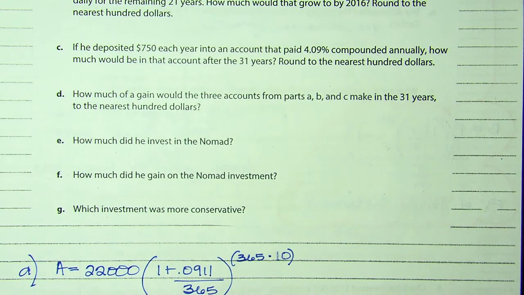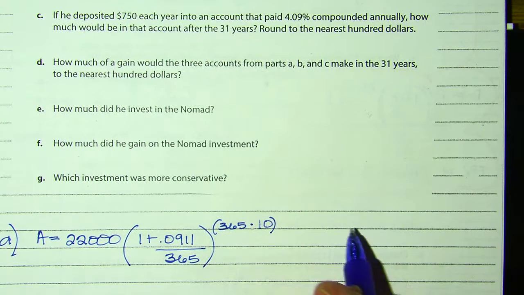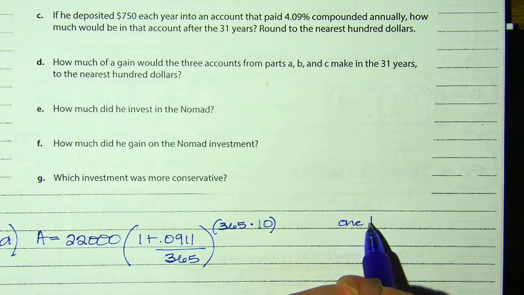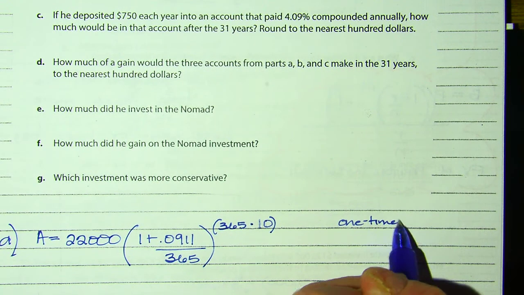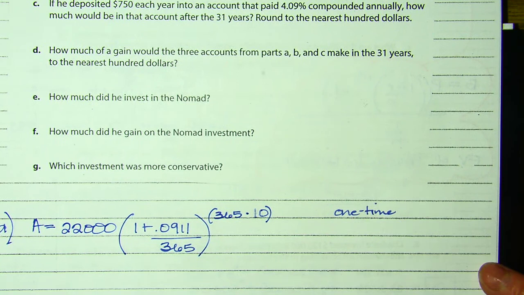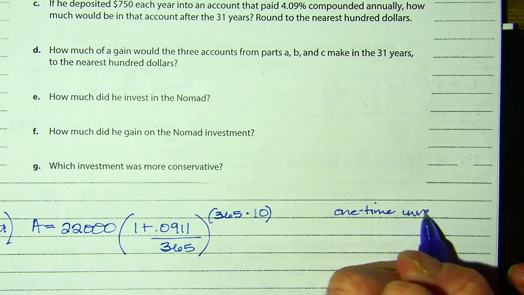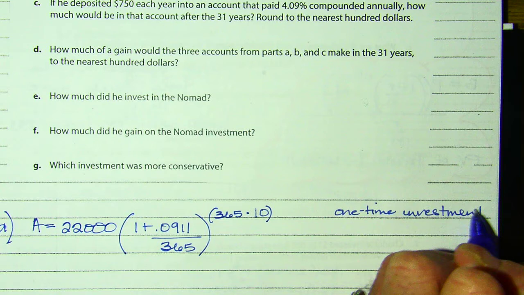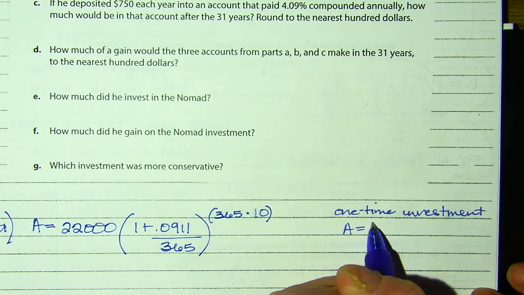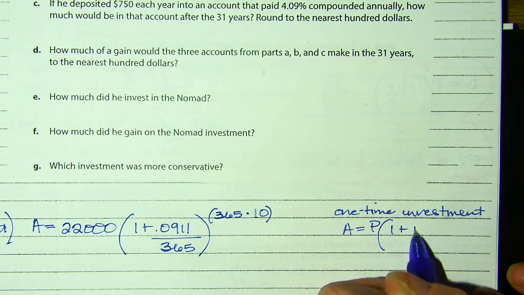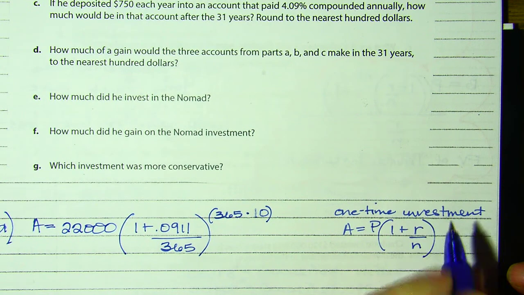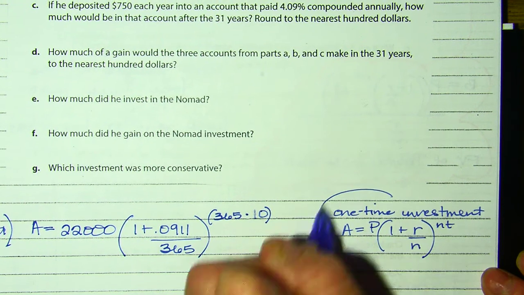Okay, now I'm getting this formula. This is a one-time investment formula. So this is not where you're like in the girls' college account, he was adding money every year. This is a one-time investment formula, which is just A equals the amount you invest, 1 plus the rate divided by how often it compounds, to the n times t.